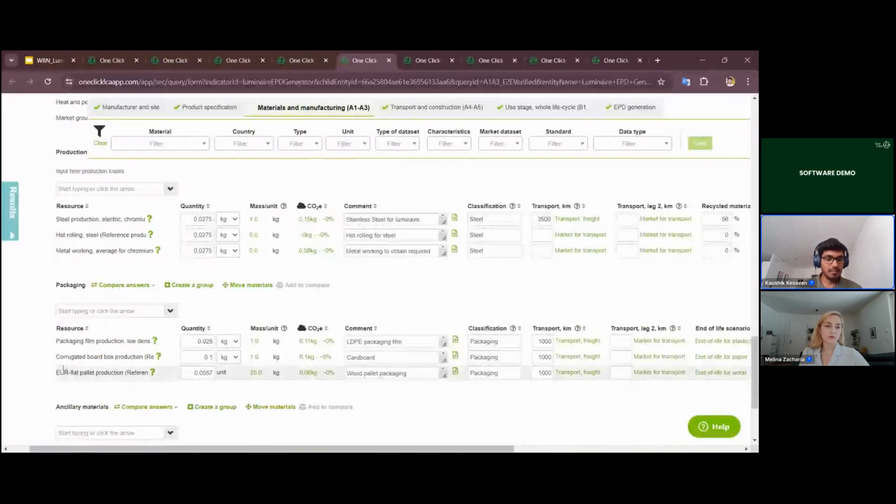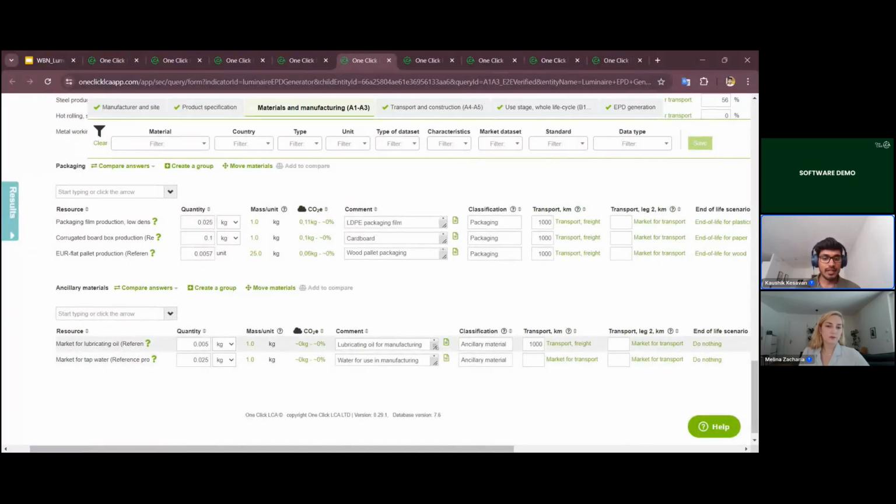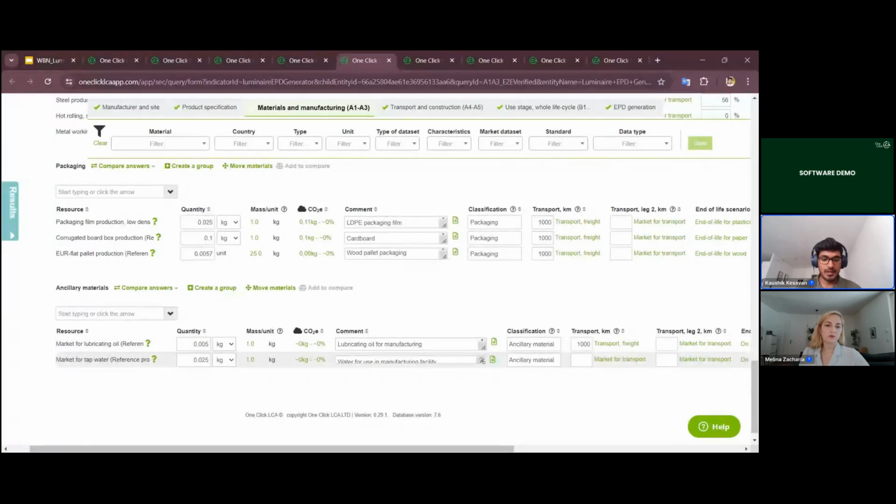Packaging film, we have the cardboard as well as wood pallet, which is one of the more common types of packaging used for transporting luminaires. And finally, we have ancillary materials. In this case, I have lubricating oil and water use.